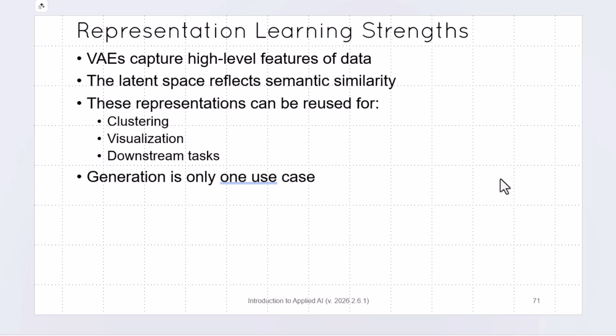Representation learning strengths: VAEs capture high-level features of data. The latent space reflects semantic similarity, and these representations can be reused for clustering, visualization, and downstream tasks. Generation is only one use case.